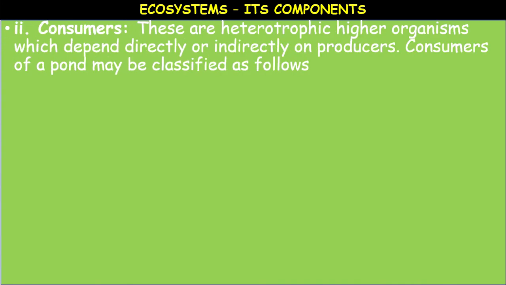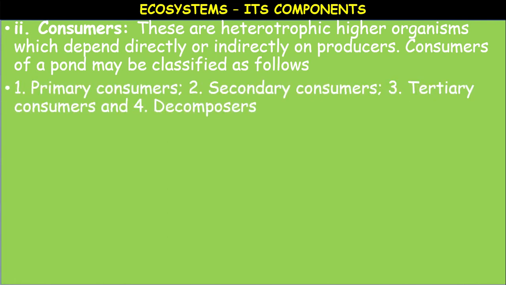Next come the consumers, the second important biotic component. Consumers are heterotrophic higher organisms which depend directly or indirectly on producers. The consumers of a pond may be classified as follows. They are divided into four categories: primary consumers, secondary consumers, tertiary consumers, and the last one, decomposers.